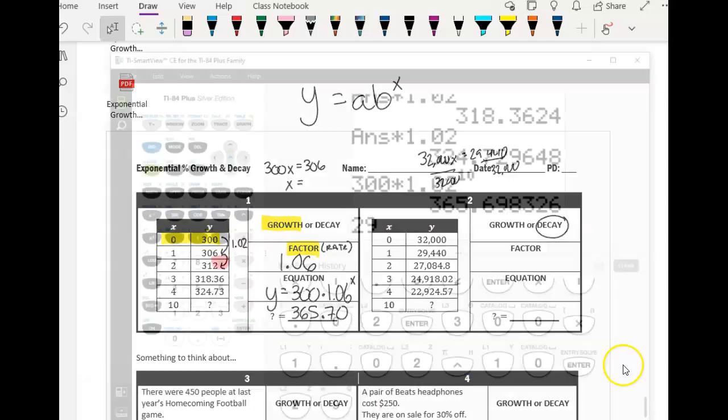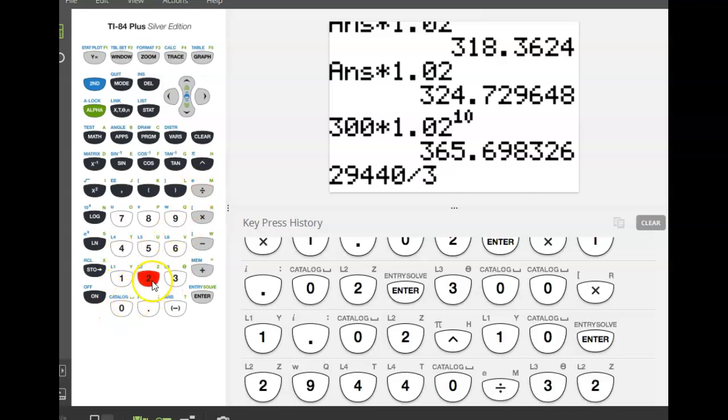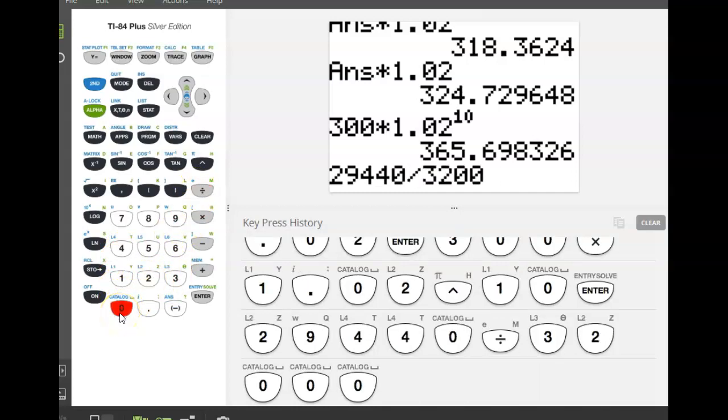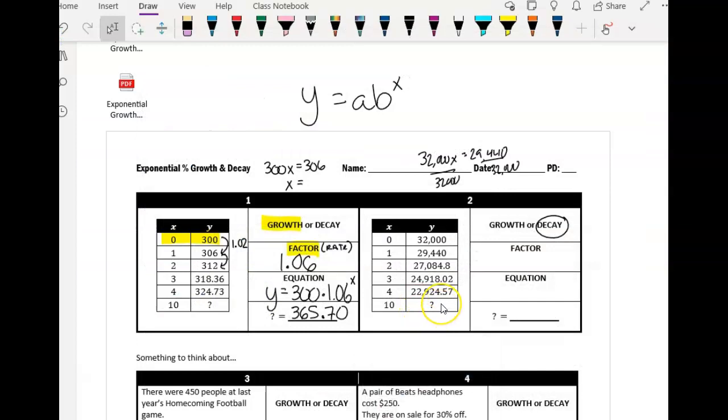29,440 divided by 32,000. There we go, and hit enter. We get 0.92, all right? Okay, so that means that it looks like if I multiply by 0.92, I'll get the next successive term.